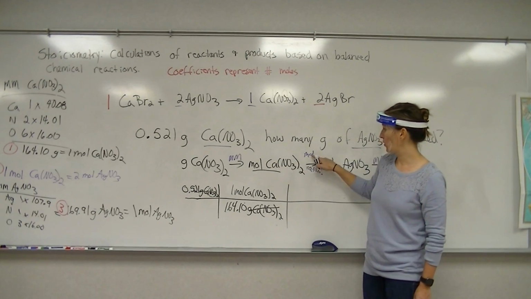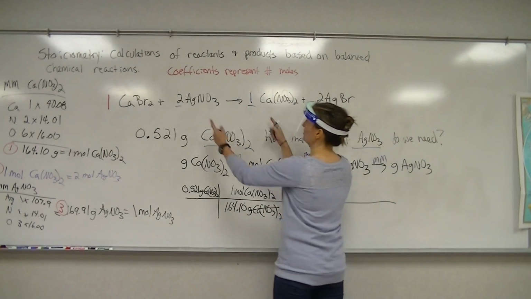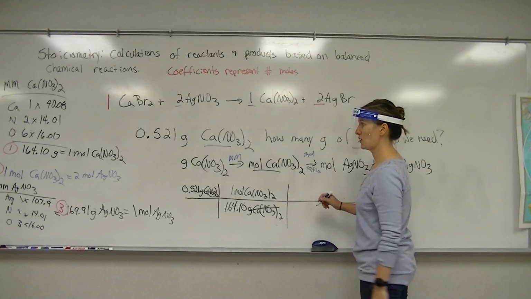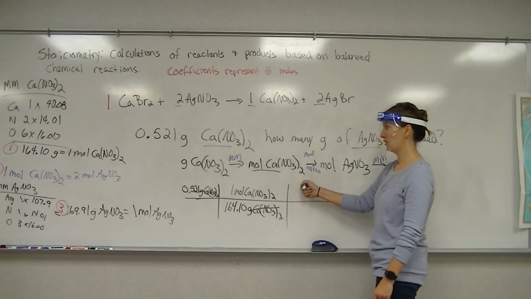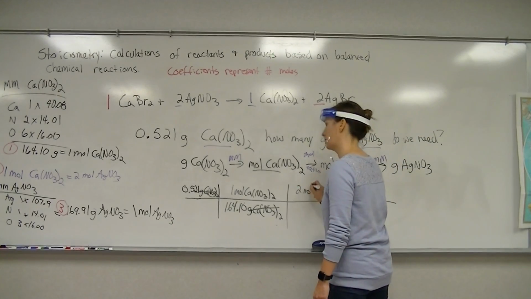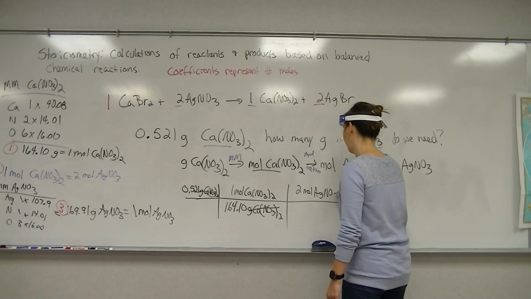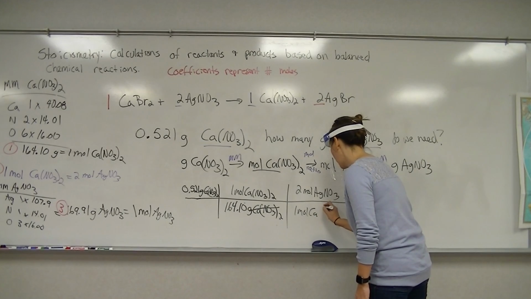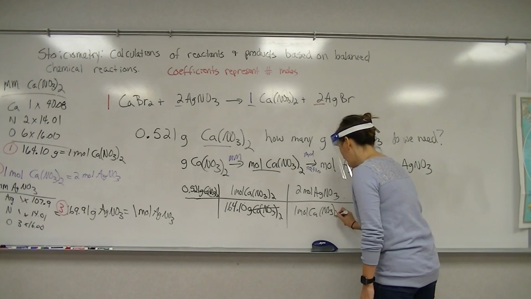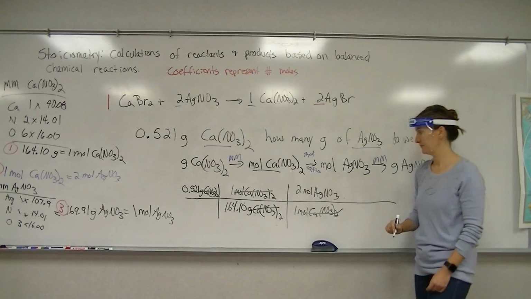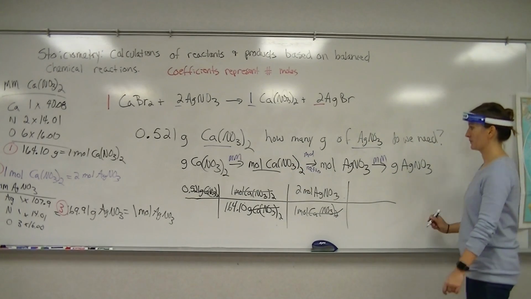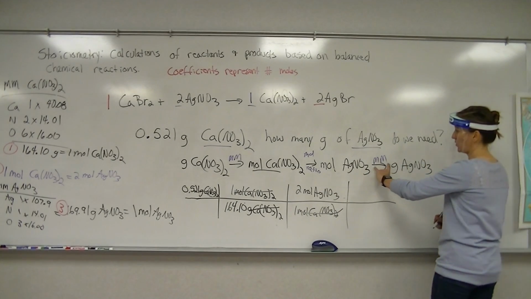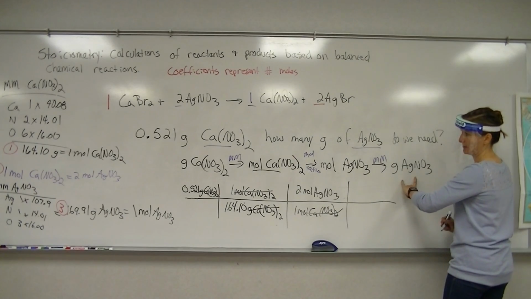So we're going to use the mole ratio, the coefficients in front of these two, to get to moles of silver nitrate. So what do I want on the top, the 1 or the 2? The 2. 2 moles of silver nitrate. And then my 1 mole calcium nitrate goes on the bottom, so that it cancels. If I stopped here, I would be in moles of silver nitrate, but I want to keep going. I'm going to use the molar mass now to get to grams.